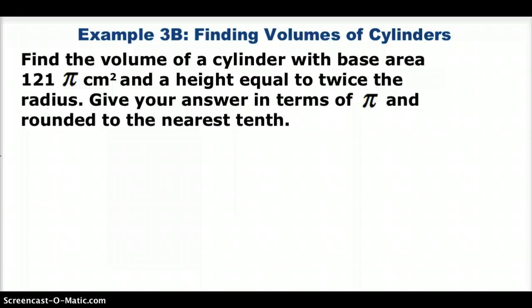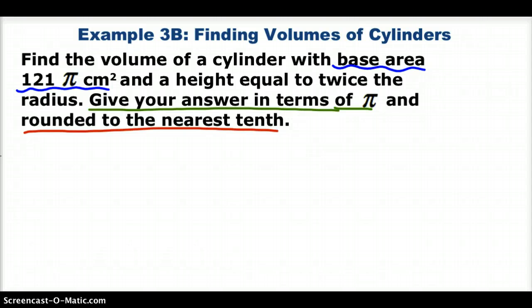This one says, find the volume of a cylinder with base area 121 pi square centimeters and a height equal to twice the radius. Give your answer in terms of pi and also rounded to the nearest tenth. Let's also squiggle what we know here. We know that the base area here is this. What we don't know is the height, and the height is twice the radius.